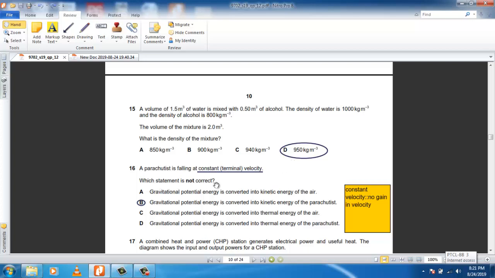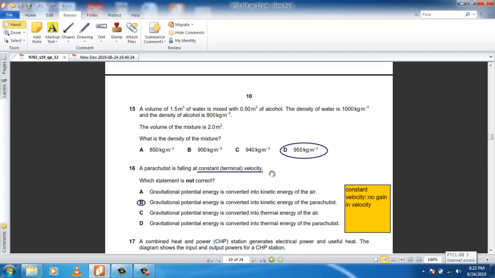Which statement is not correct? It says that gravitational potential energy is converted into kinetic energy of the air. Gravitational potential energy is converted into kinetic energy of the parachutist. Gravitational potential energy is converted into the thermal energy of the air. Gravitational potential energy is converted into the thermal energy of the parachutist. So you have to underline this statement: constant terminal velocity.